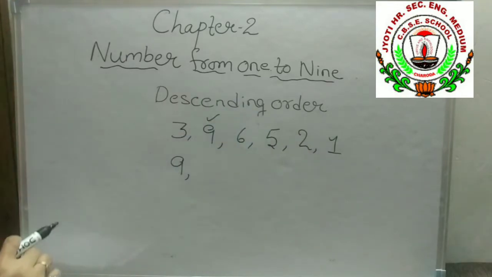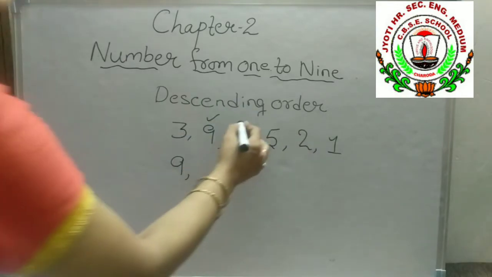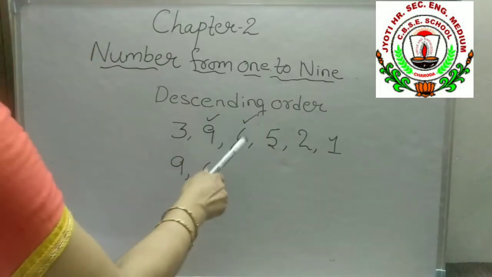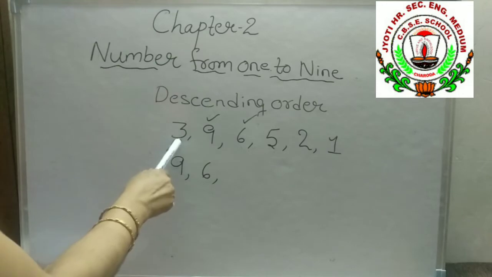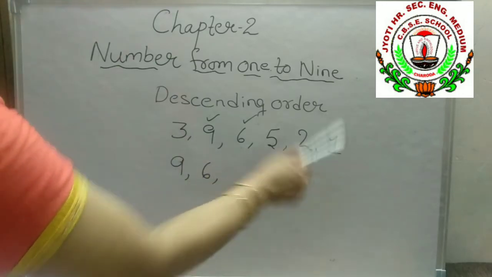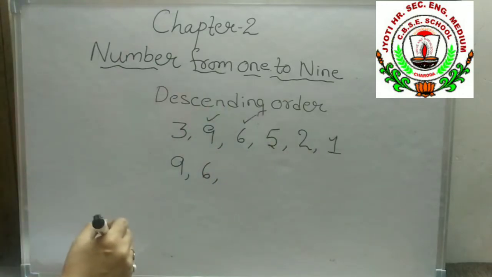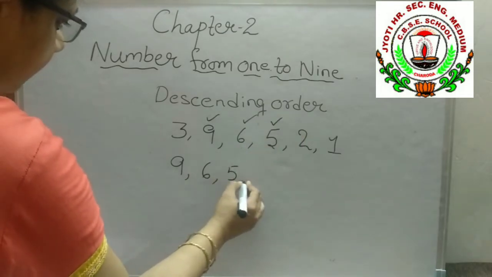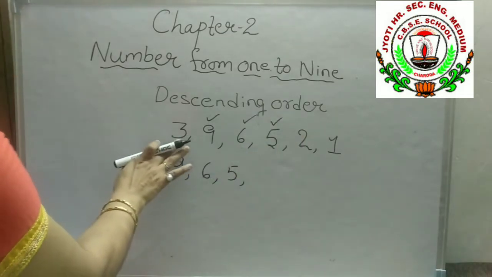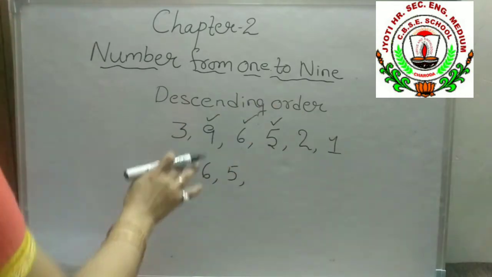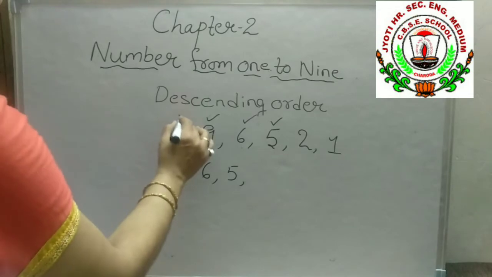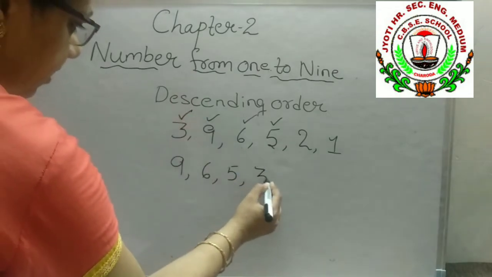In 3, 6, 5, 2, 1, which is the bigger number? It is 6. So we will write 6. Now after writing 6, how many numbers are remaining? 3, 5, 2 and 1. In 3, 5, 2 and 1, which is the bigger? Yes, it is 5. So we will write 5. Now the remaining numbers are 3, 2 and 1. In 3, 2 and 1, which is the bigger number, students? It is 3. So we will write 3 here.